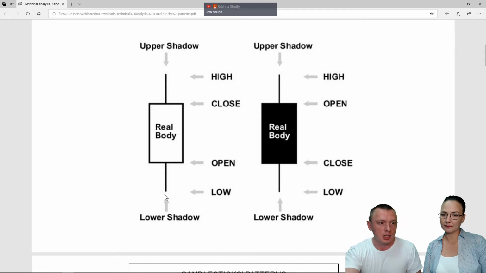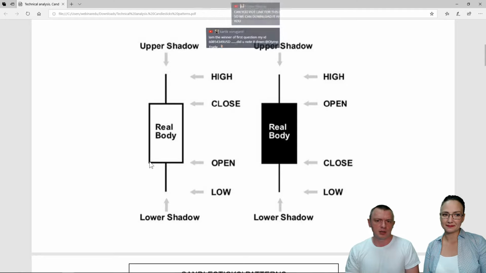Krishna is writing. So my friends, I'll try to speak up. So just check, please. Okay, that's great. Thank you very much. Also, as for the bodies, my friends, if the body is green, we have the open price. So this is the lower top of this rectangle.